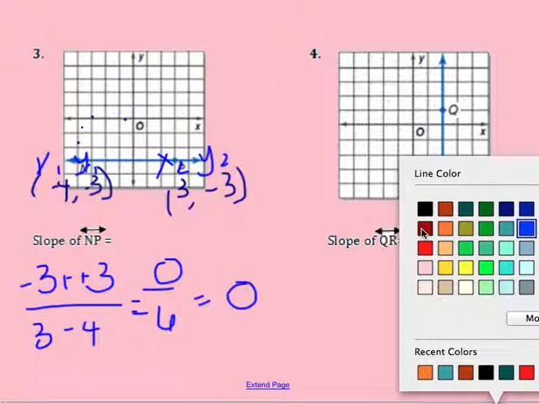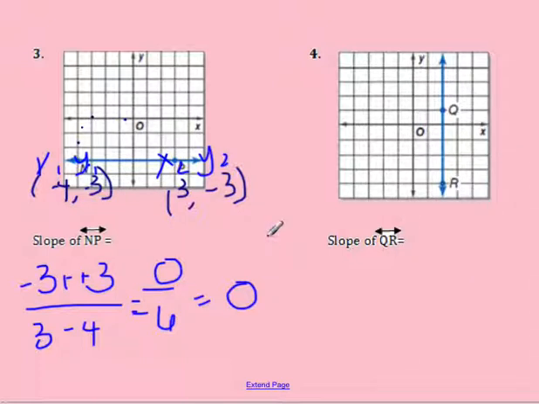So let's go ahead and let's take a look at the slope of QR. So Q, we're going over 1, 2, and then we're going up 1. For R, we're going over 2, but then we're going down 4. So those are our 2 points. So now we have a vertical line. Well, that would be a really hard slope to walk up. We'd have to walk straight up.